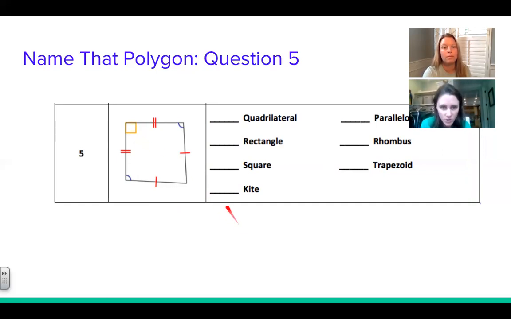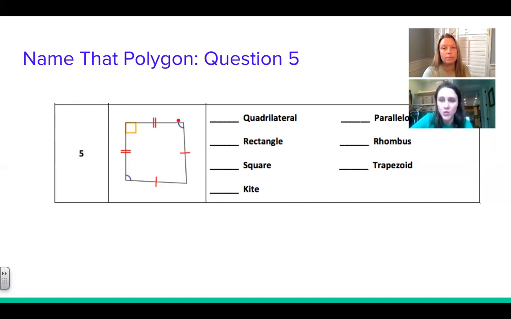So if you look closely, a kite is 4 sides and 4 angles and then 2 pair of adjacent. So you can see where Ms. Patterson is moving the little red laser. Those 2 sides are adjacent, meaning they're touching, and they're the same because of the hash marks. And then the other ones are also the same. So this one is a kite.